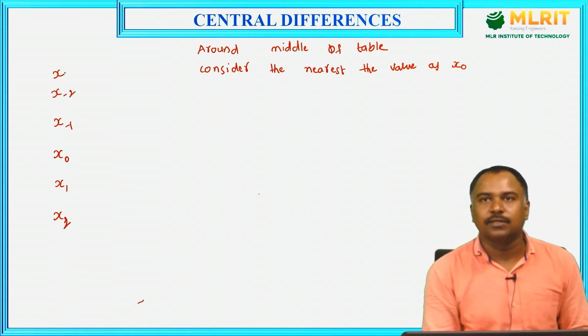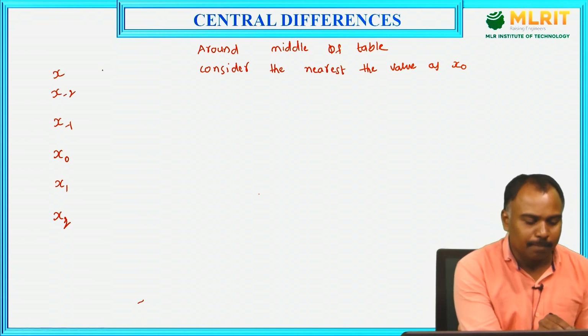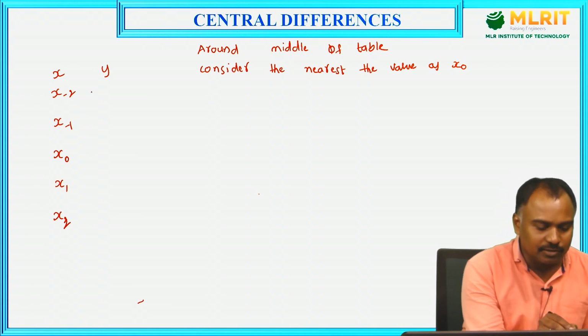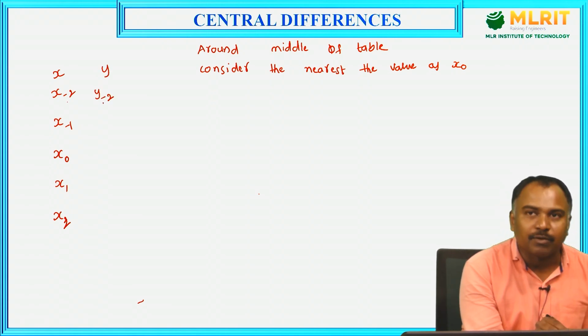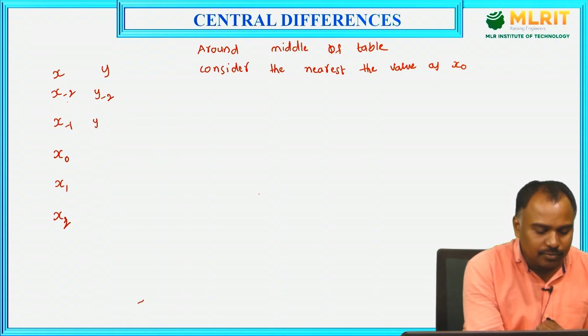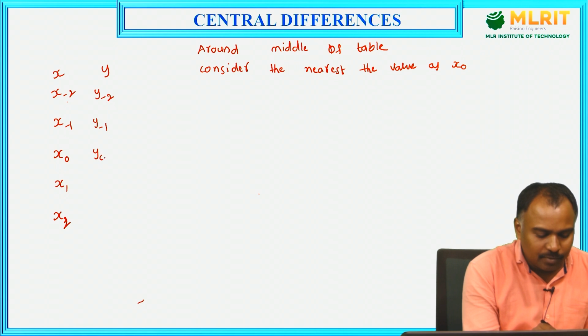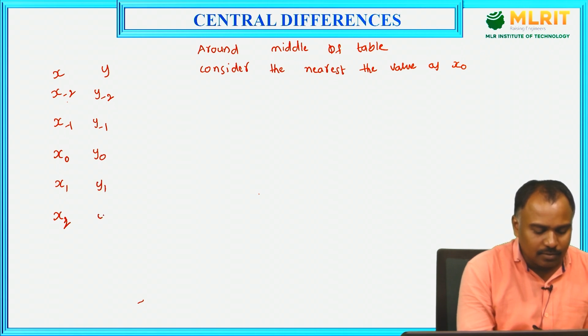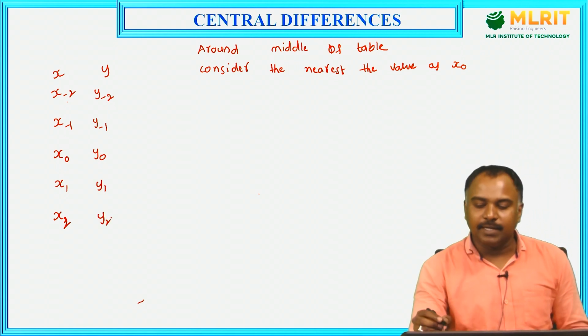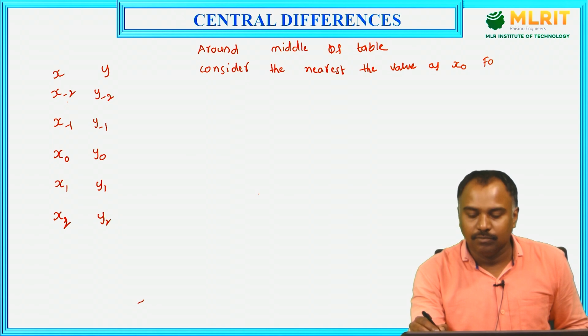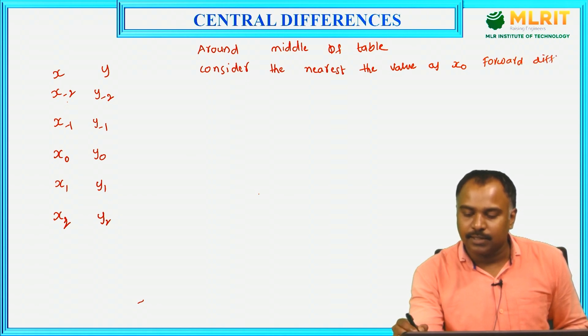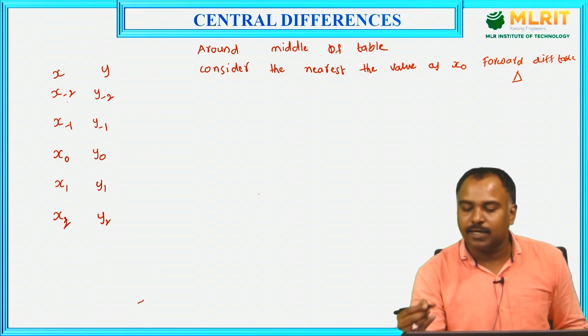This is the set of data of the x series, and the y series will also be denoted with the same kind of notations. The corresponding y values we denote y minus 2, y minus 1, y naught, y1, y2. We need to construct the forward difference table with the same notation.